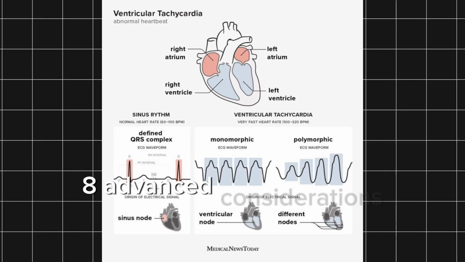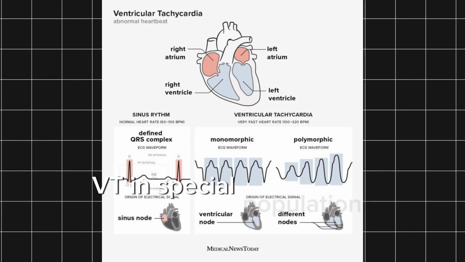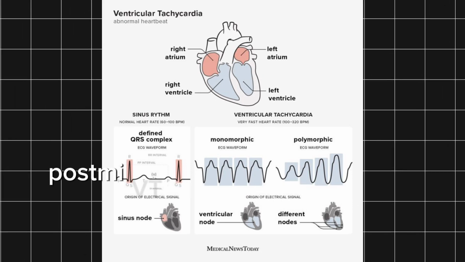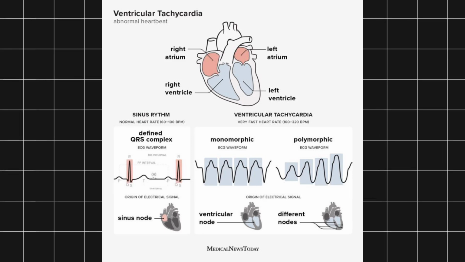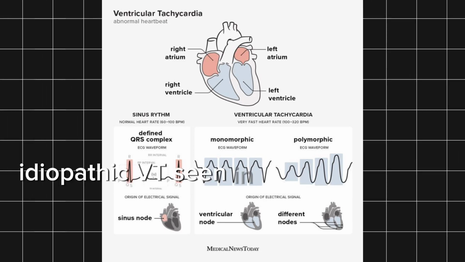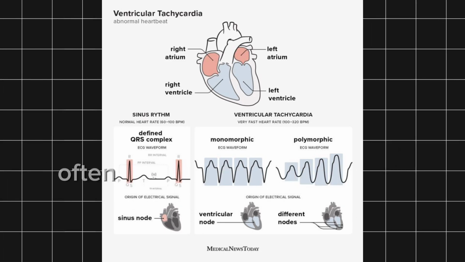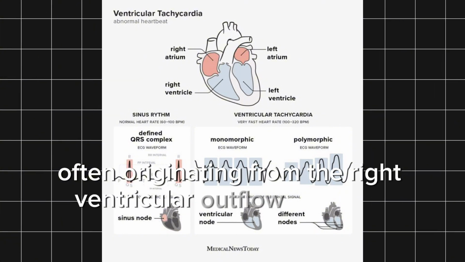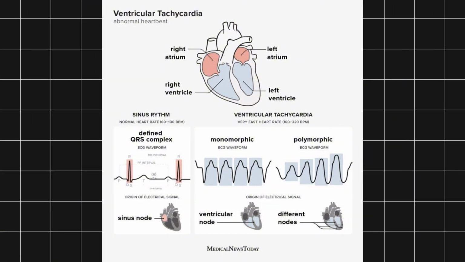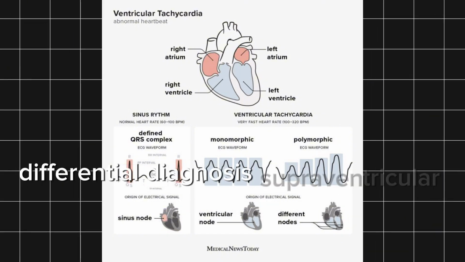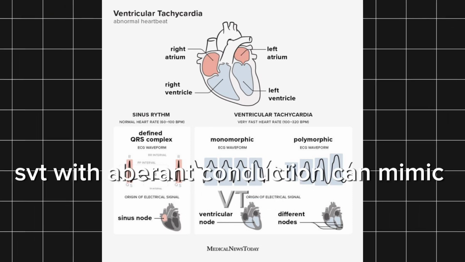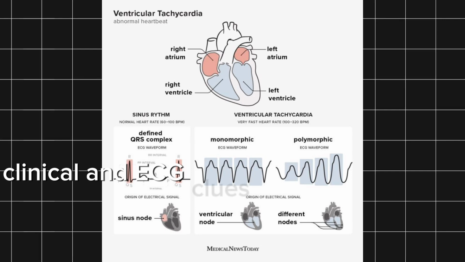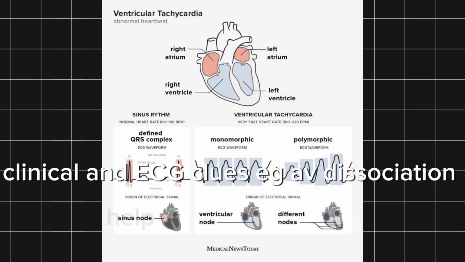8. Advanced considerations. VT in special populations. Post-MI VT: scar-related reentry is common, requires close monitoring. Idiopathic VT, seen in patients without structural heart disease, often originating from the right ventricular outflow tract, RVOT. Differential diagnosis: supraventricular tachycardia, SVT, with aberrant conduction can mimic VT. Clinical and ECG clues, e.g. AV dissociation, help differentiate them.